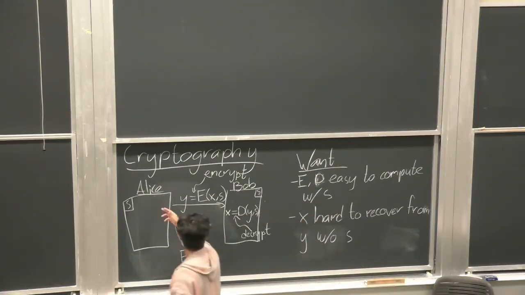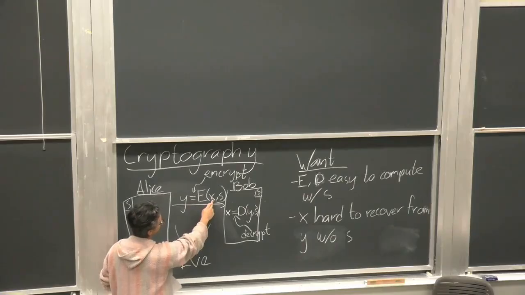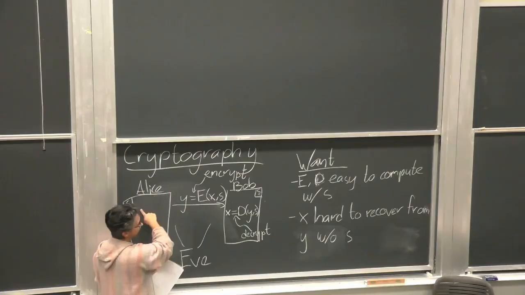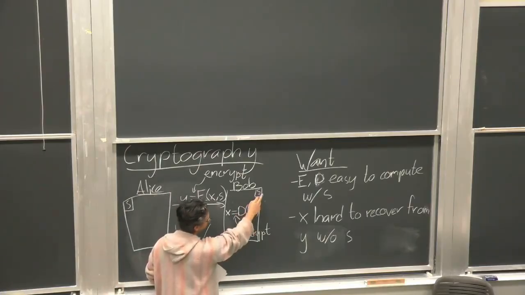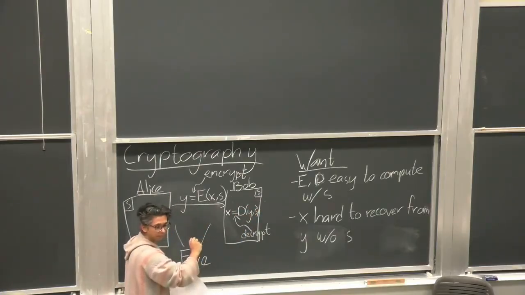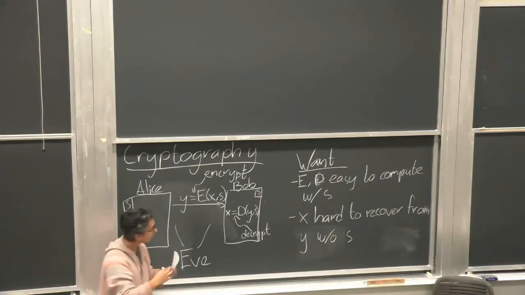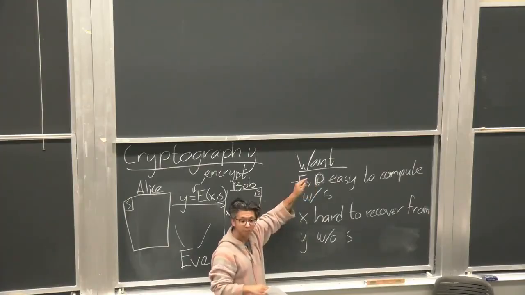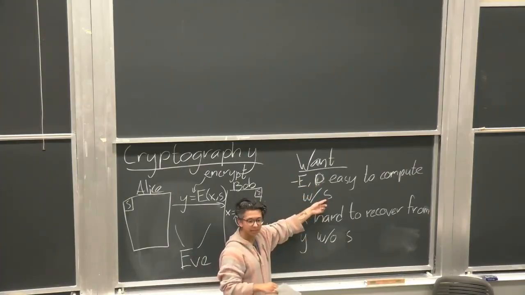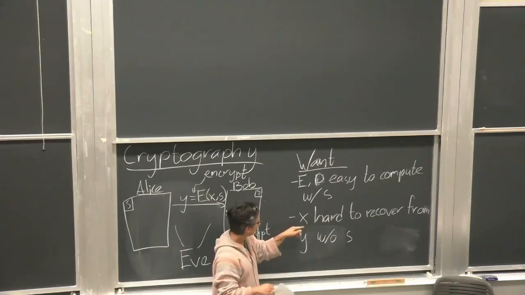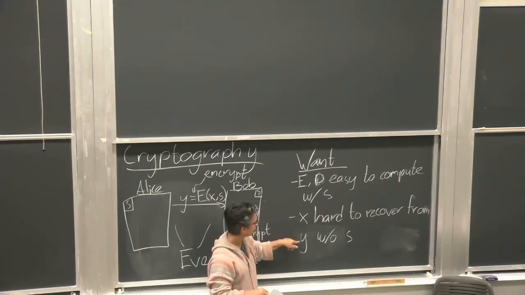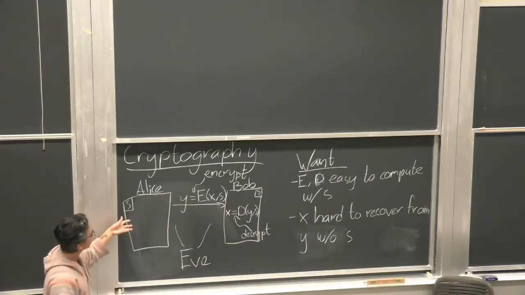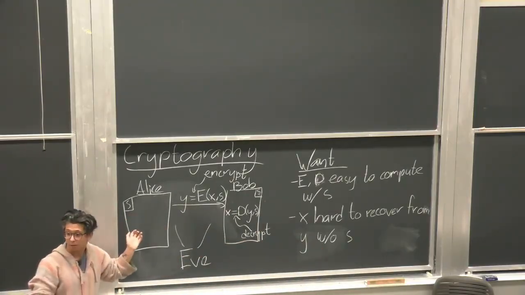Right? So we have Alice trying to send some message X. And the idea of secret cryptography is you can encrypt it with a secret key, and then Bob, having the same secret key, can decrypt it. So this is just what we kind of talked about last time. And what we want is that the encryption and decryption algorithms are easy. If you have the secret key S, you can just compute them. But X is hard to recover from Y if you don't have the secret key. So this is the fundamental idea of what secret key cryptography is.